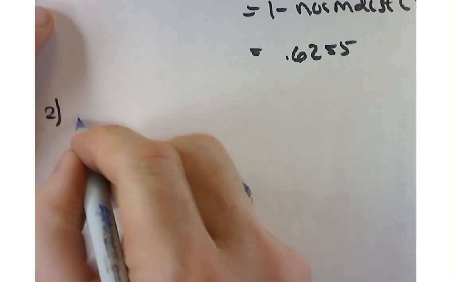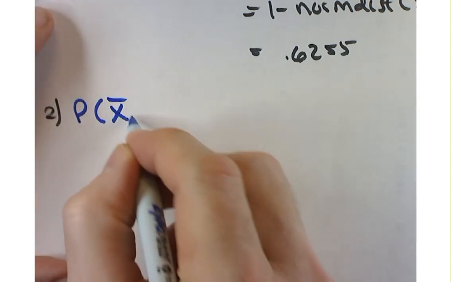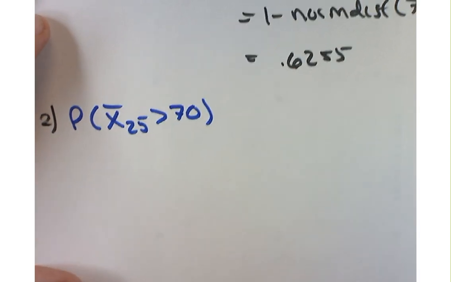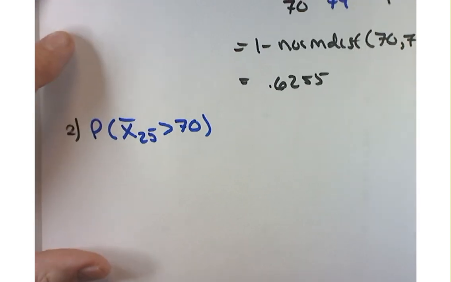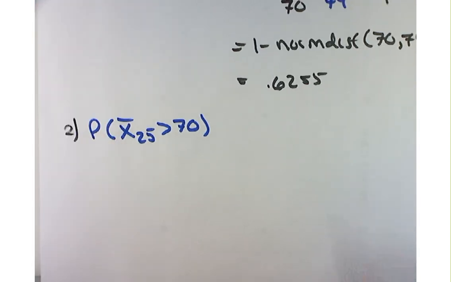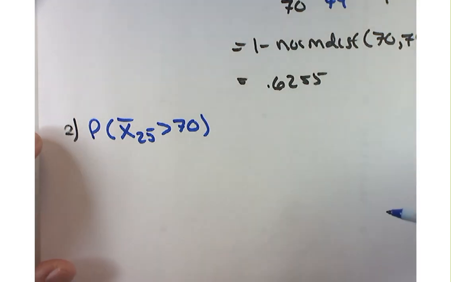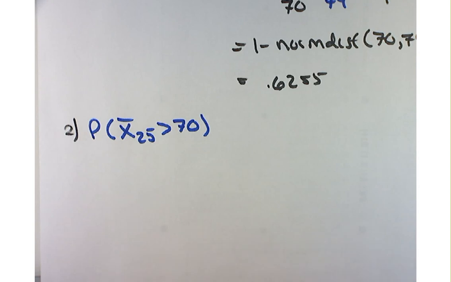I want the probability that X bar for samples of size 25 is greater than 70. Now, as far as your problem is concerned, when it comes to testing, this is where you earn the points. Typically, this is going to be a 10 or 11 point problem. 4 points for the first part, 6 or 7 for the second part. So I mentioned that to try and get your attention here, because this is the important part. Yeah, go ahead.